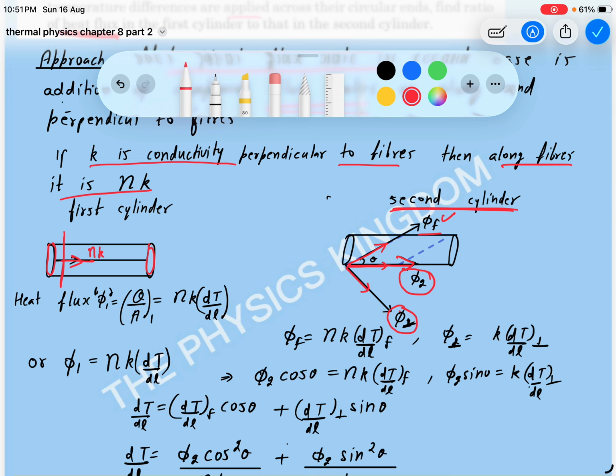So now along fibers there can be a certain value of temperature gradient, right. Perpendicular to fibers also there can be another value of temperature gradient. So based on this temperature gradient along fiber, I am writing heat flux along fiber. Similarly, I am writing heat flux perpendicular to the fiber.